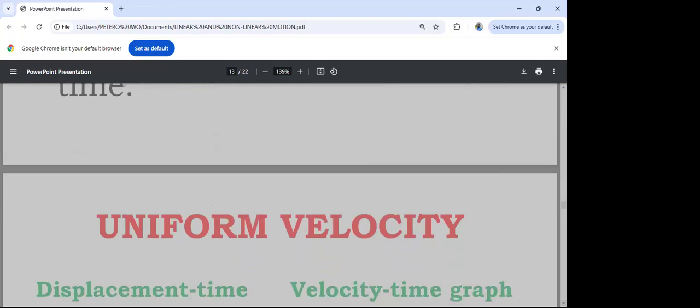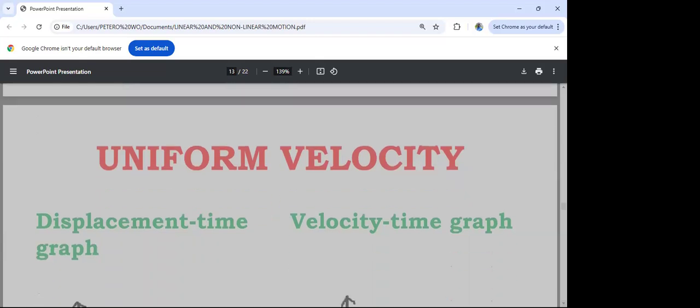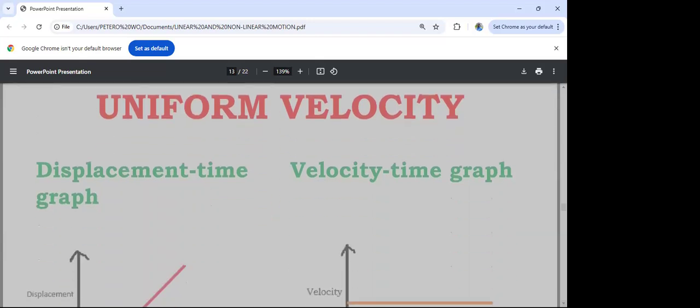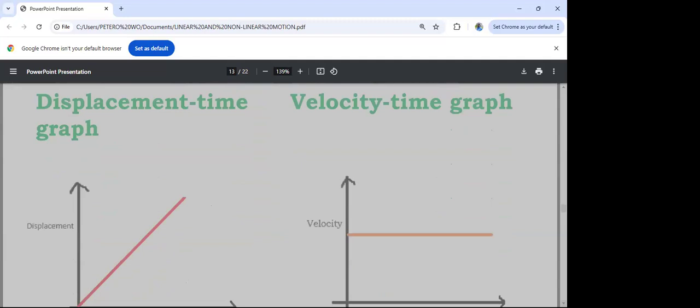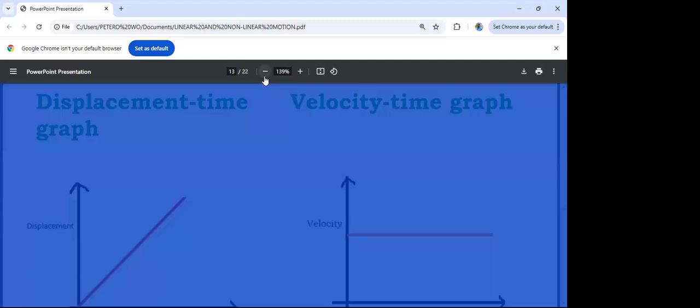So the first motion that they're telling us to look at is uniform velocity, whose definition we remember well, where the rate of change of velocity with time is constant. So the graphs are as shown. We have a displacement time graph and the velocity time graph. And we are going to know why they look like this.